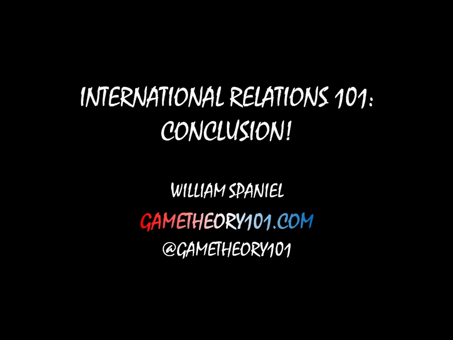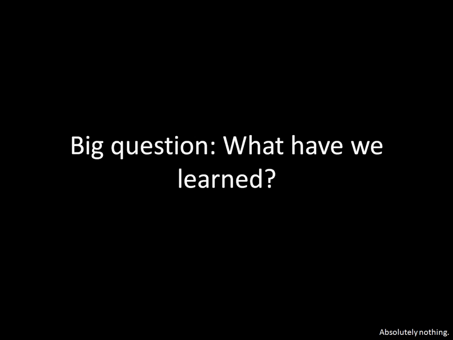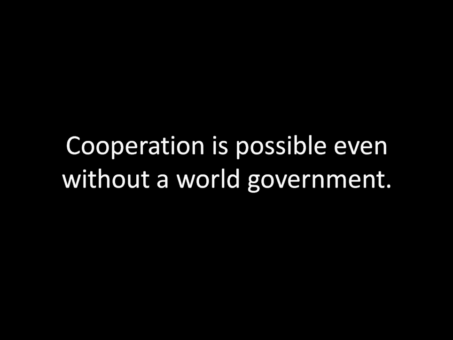Hi, I'm William Spaniel. Let's wrap up International Relations 101 by asking ourselves, what have we learned here? We started out by seeing that cooperation is possible even without a world government. This is because the threat of future punishment forces actors to cooperate today despite the incentives to do otherwise. So yes, cooperation is difficult without a government, but it's possible.